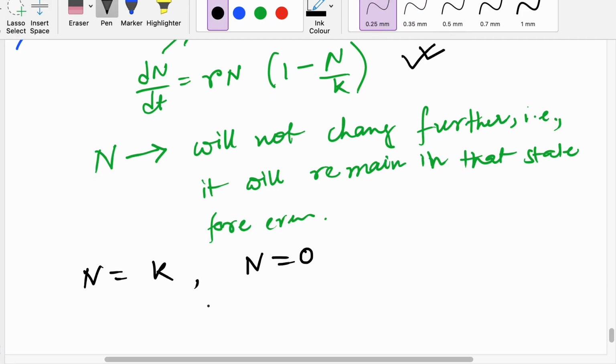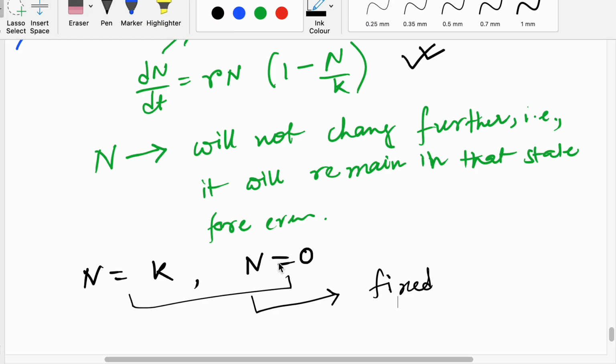So these two are called the stationary states, or in terms of fixed points. It means if the population reaches this point, the population will remain there forever. For N equal to 0 it is obvious, if no one remains to reproduce, there will be no individual to reproduce. So you cannot see any population appear out of nothing. So this is called the fixed point of these dynamical equations, or fixed state.